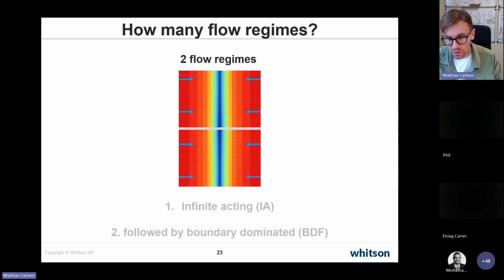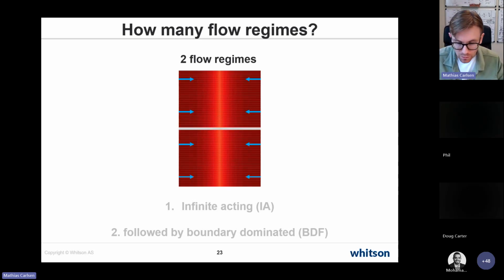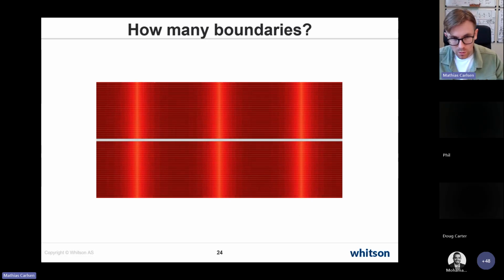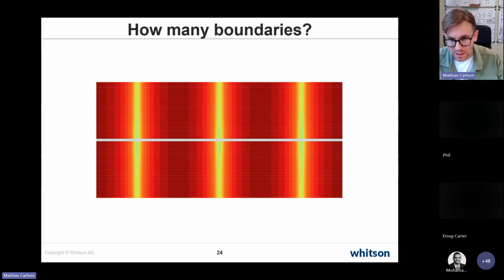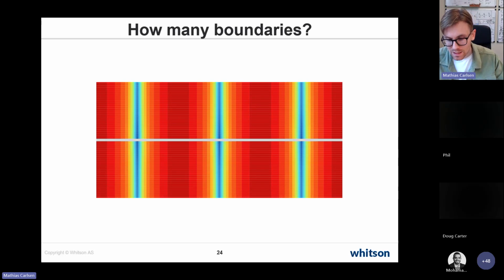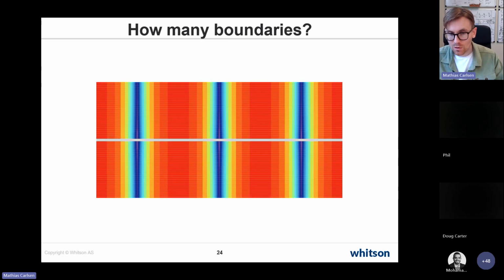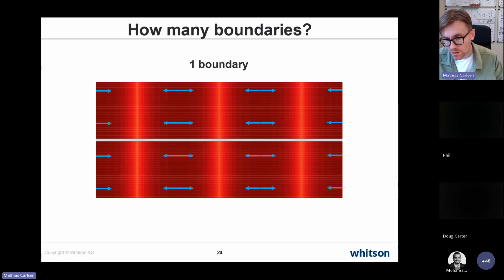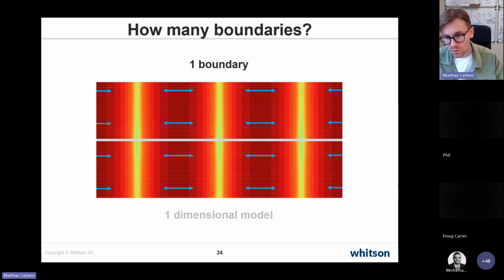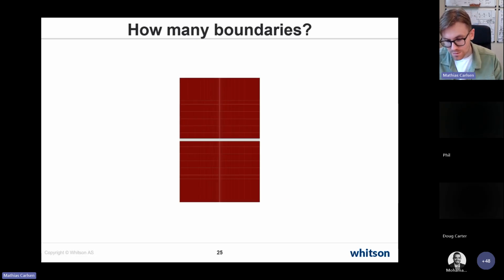And if your fractures were perfectly spaced out along the lateral, with exactly the same frac length and frac height, etc., then even though you have multiple of these, it's still a 1D model. It has one boundary, it's one-dimensional, and it has two flow regimes.